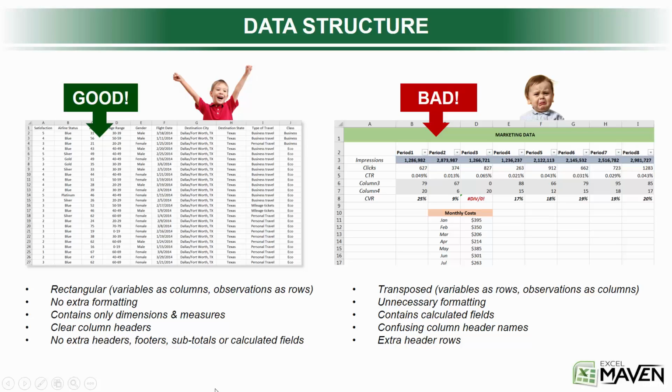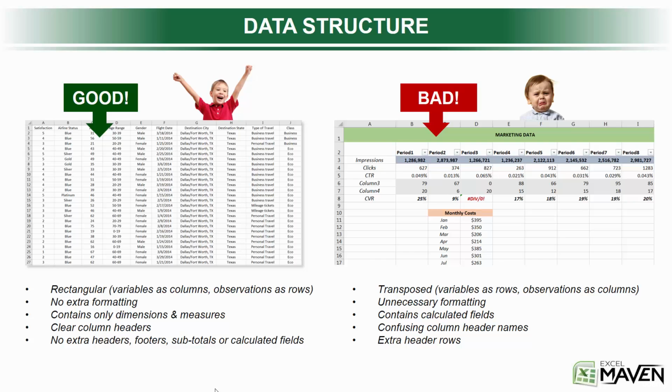Alright, now before we get our hands dirty and start working with actual pivots, it's incredibly important to understand that a pivot table is only as strong as the data behind it. There is a right and a wrong way to structure your source data, and this lecture is about helping you understand the difference. A good data structure is rectangular, with variables laid out as columns with clear header names, and observations laid out as rows.